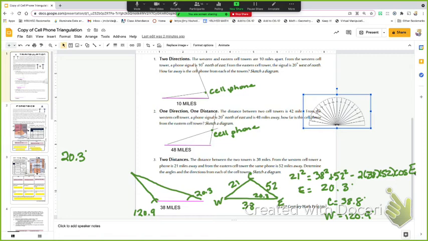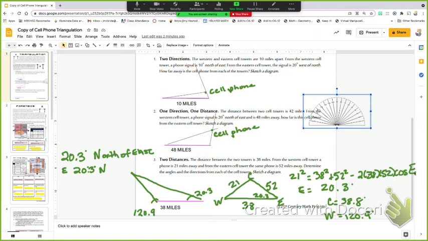Yes. So it'd be 20.3 degrees north of east. If you wrote it the other way, east would come first. Those two things say the same thing.